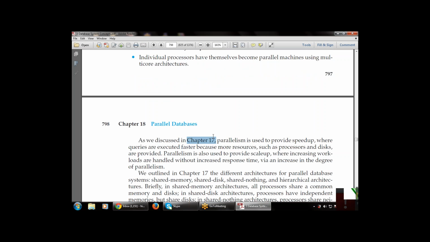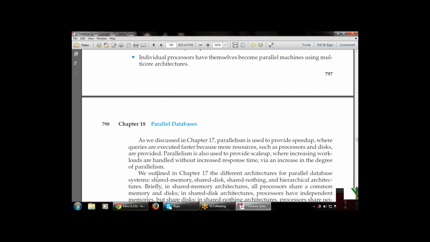So as we discussed in chapter 17, parallelism is used to provide speed up, where queries are executed faster because more resources such as the processor and the disk are provided. So parallelism is a way to provide the speed up, that is, the data is available or the processing is done at a very fast speed, where queries are executed faster because more resources such as the processor and the disk are provided.